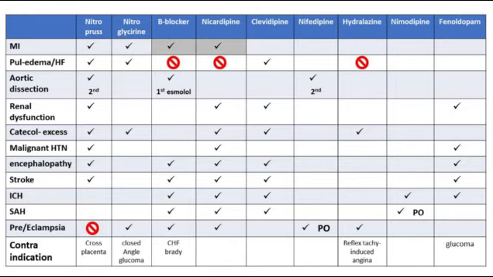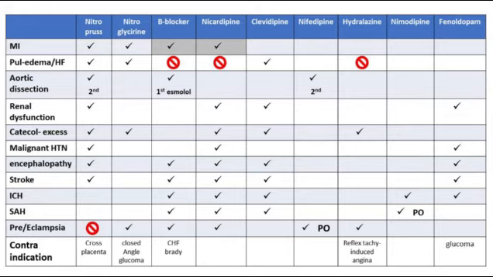So in MI patients, we can use nitro, and beta blocker and nicardipine can be used together. In pulmonary edema and heart failure, beta blocker, nicardipine, and hydralazine should be avoided. In aortic dissection, as I mentioned before, there are two goals of treatment, so we should start with beta blocker first, then nitroprusside or nifedipine.